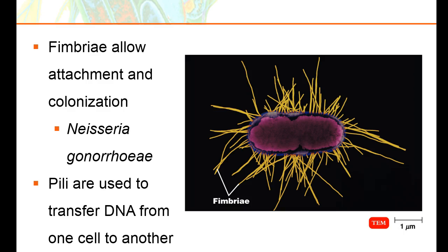Neisseria gonorrhea, which does cause gonorrhea, has found an excellent way because they have what are called fimbriae. Fimbriae are these hair-like attachments that stick off of the microbe. They're not flagella, they're not for movement, they're for attachment, and they're very sticky, and they allow those species to colonize places that might be a little bit difficult when it comes to colonization.